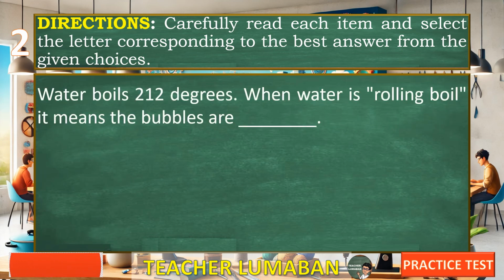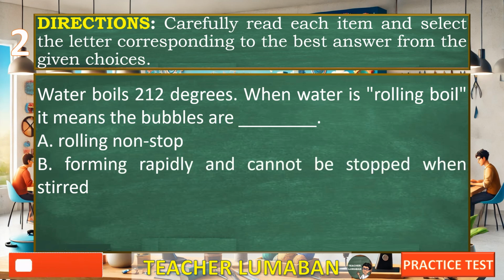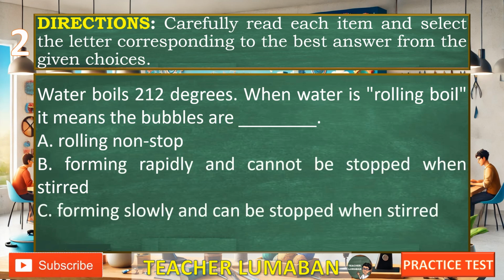Water boils at 212 degrees. When water is at a rolling boil, it means the bubbles are: A. Rolling non-stop. B. Forming rapidly and cannot be stopped when stirred. C. Forming slowly and can be stopped when stirred. D. Spilling out of the container.